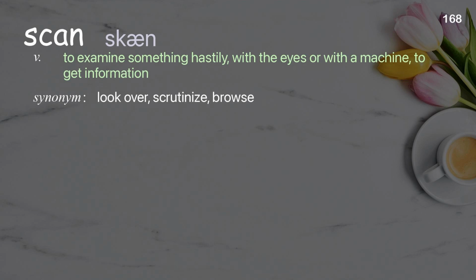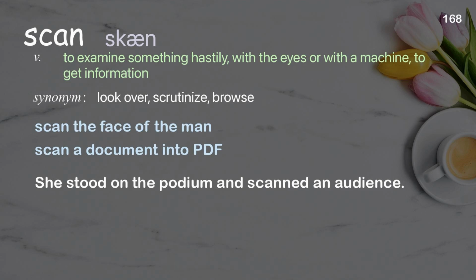Scan. To examine something hastily, with the eyes or with a machine, to get information. Examples: Scan the face of a man. Scan a document into PDF. She stood on the podium and scanned the audience.